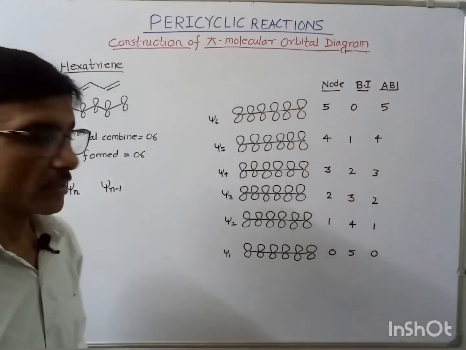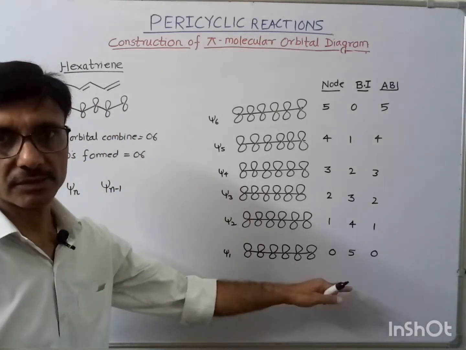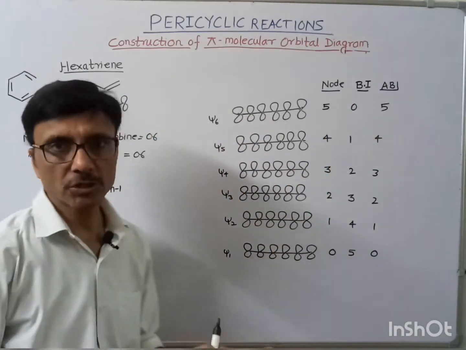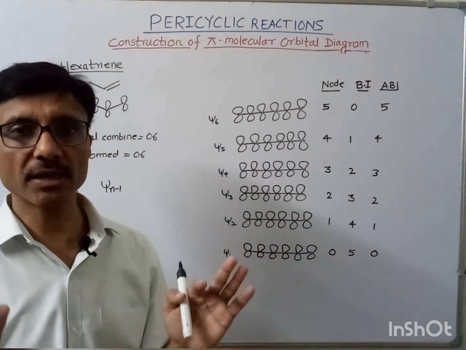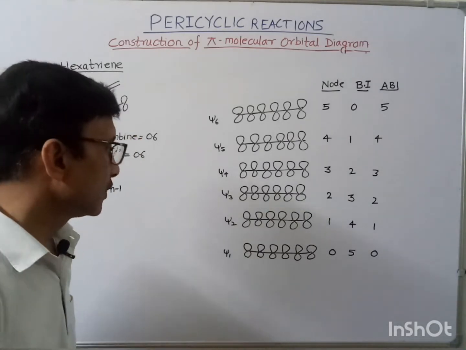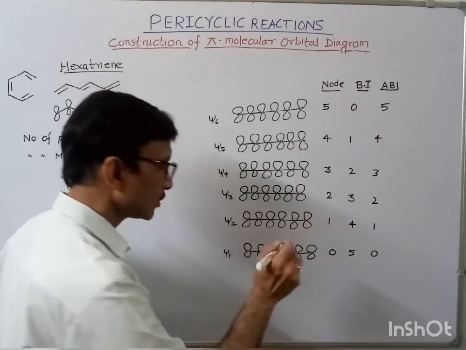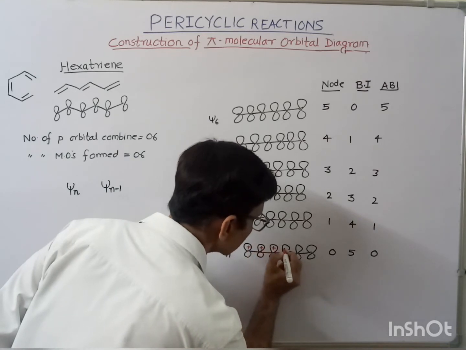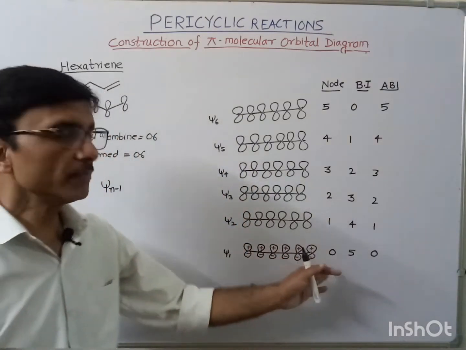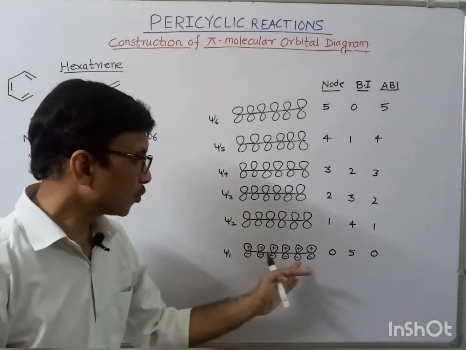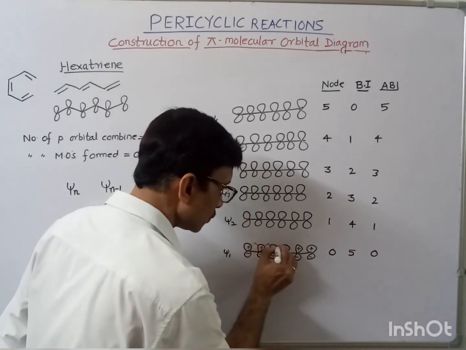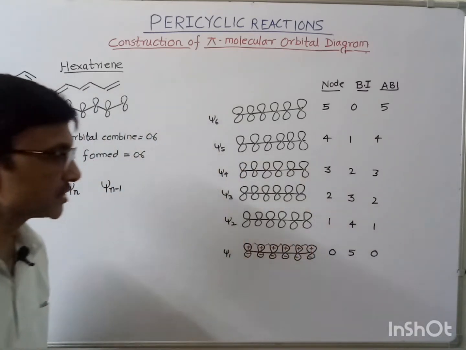Now what should I do? I should give the signs. So the total number of bonding interactions here is 5. And the first molecular orbital, if you are drawing any diagram, either for the ethene system, butadiene system, hexatriene, octatetraene, and so on, should have all plus signs: plus, plus, plus, plus, plus, plus. If you see here, the number of nodes is 0. When there is a plus-minus interaction, then a node comes. Here the node is 0. Bonding interactions, if you see, there are 5: 1, 2, 3, 4, 5.